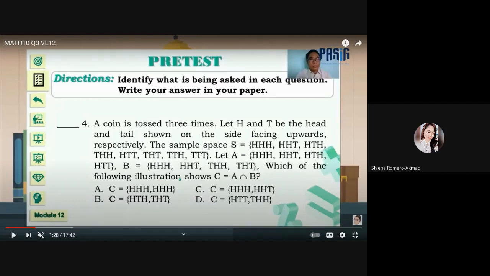Then, which of the following illustrates the event C, at yung event C natin is the intersection of A and B. Ibig sabihin ng intersection, we are looking for the common element. So what will be the common element of A and B? Ano yung common element ng dalawa? C po. H, H, H. Ito, pareho silang meron. And yung isa naman ay H, H, T. And the rest, magkaiba na. Okay, so our last event, event C will be letter C.